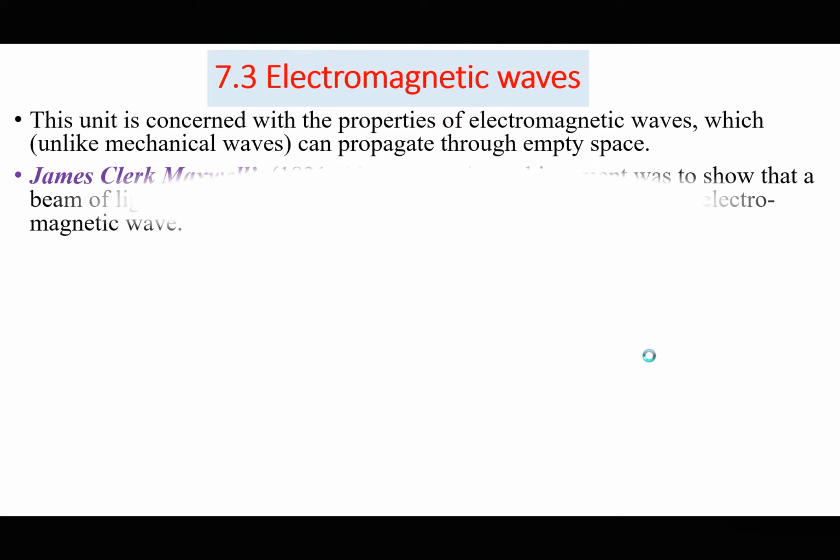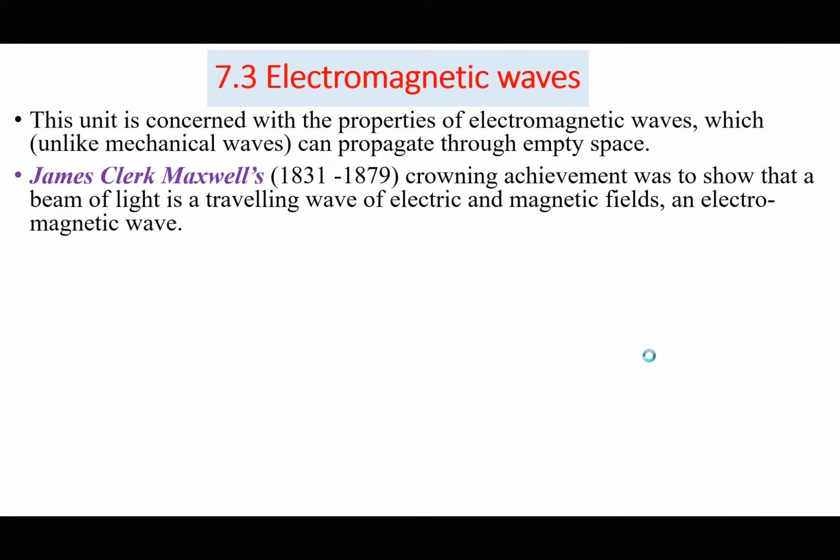Between 1831 and 1873, James Clerk Maxwell's crowning achievement was to show that a beam of light is a traveling wave of electric and magnetic fields, an electromagnetic wave. So Maxwell is remembered for having been able to show that light travels as electric and magnetic fields. This led to what we call electromagnetic waves.